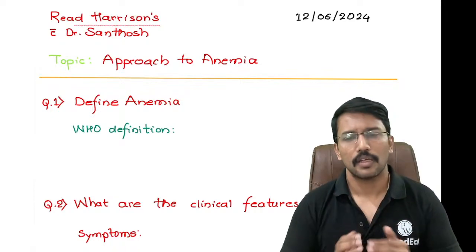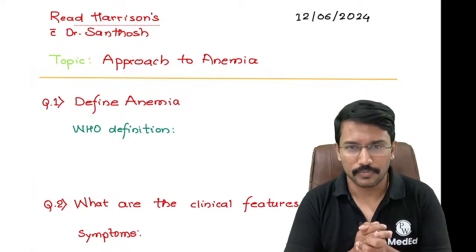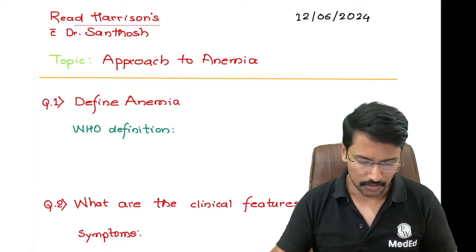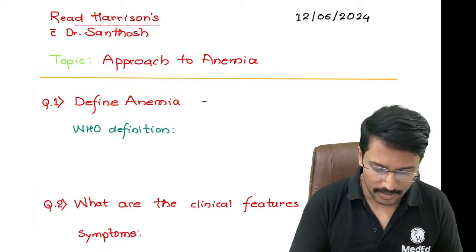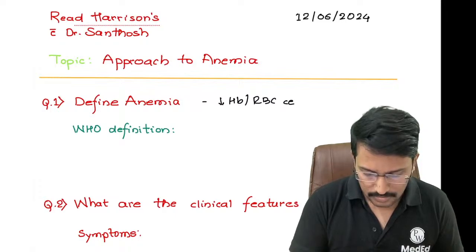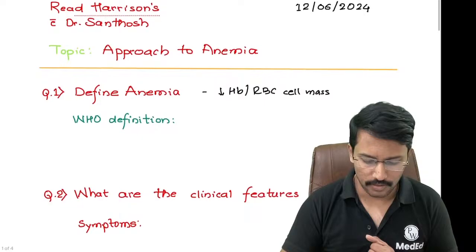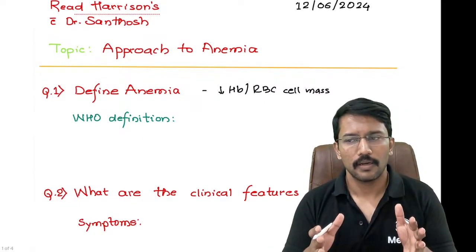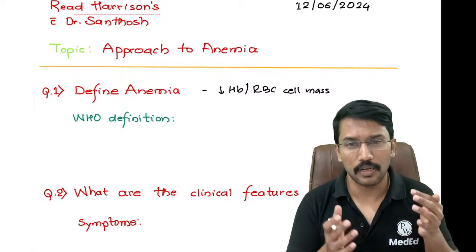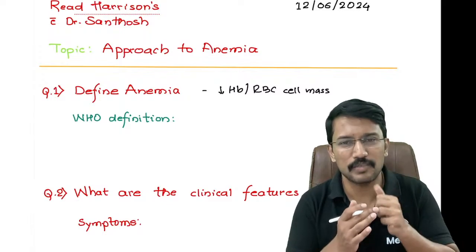What is anemia? In simple words, anemia refers to decreased hemoglobin or hematocrit or RBC cell mass in the blood. That is the basic definition. But to say that we have anemia, I also have to tell you the cutoff, because the range for normal hemoglobin varies with gender, age and various factors. So we need a cutoff to say that when hemoglobin is below this, we will call it anemia.